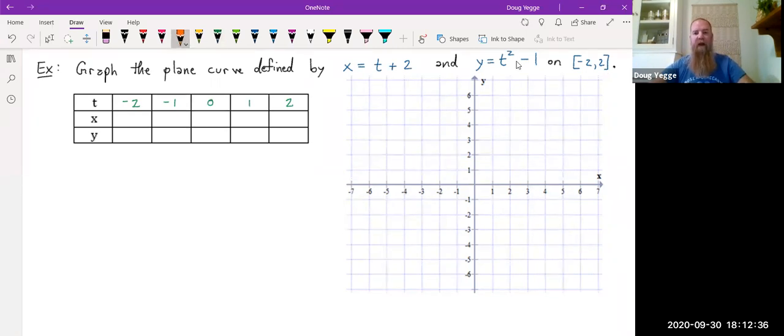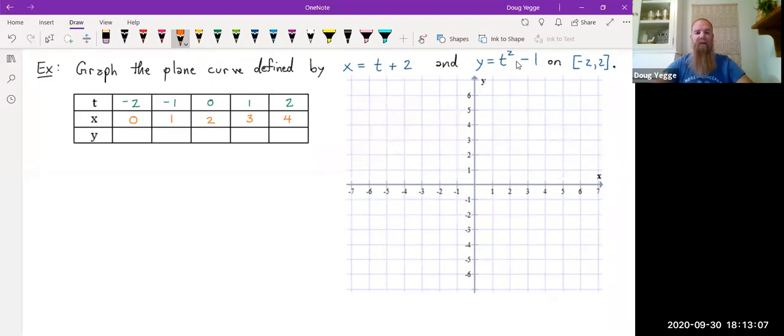So if we plug in -2 all the way to 2 into the function x, plugging in -2 gives me an x coordinate of 0. And plugging in -1 gives me an x coordinate of 1. Plugging in 0 gives me an x coordinate of 2. Plugging in 1 gives me an x coordinate of 3. And finally 2 gives me 4. So notice that x is in fact a function of t. Every input of t gives me an output of x.